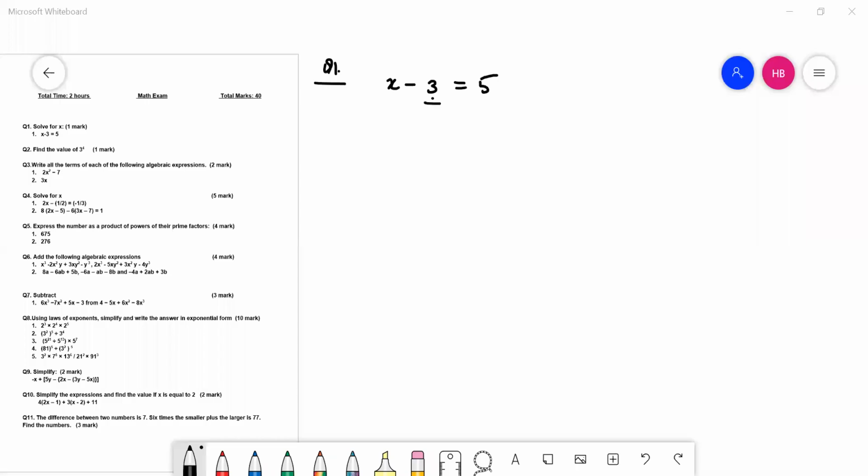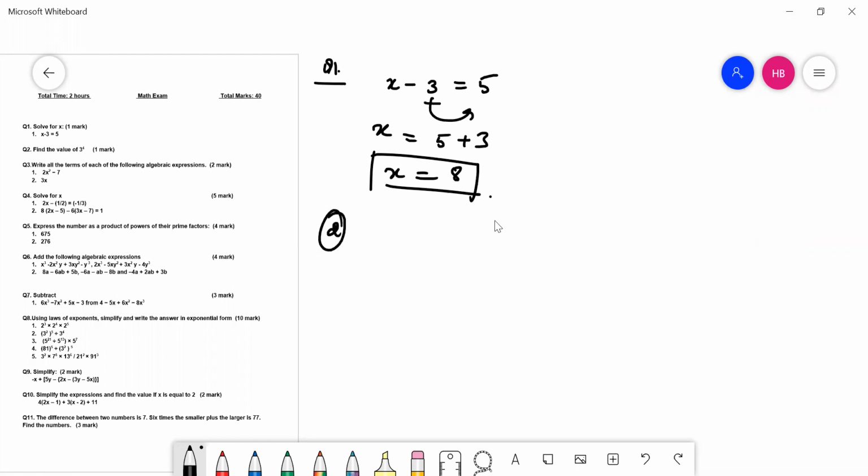So let's start. Question number one is x minus 3 is equal to 5. Here I have to find the value of x. Step one, we will take the 3 to the other side of the equation. As I do it, the sign will change. So 5 plus 3, x is equal to 5, 6, 7, 8. So the answer is x is equal to 8. If you have done it correctly, you'll get full marks.